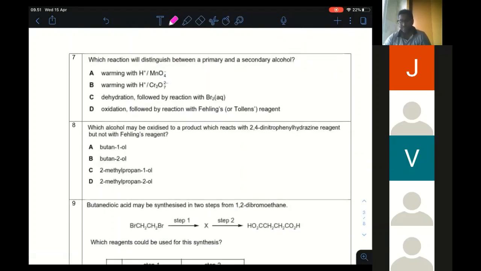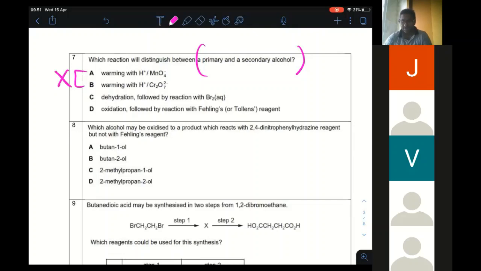Now, which reagent can be used to distinguish primary and secondary alcohol? Have a note, be very careful with this. Primary and secondary alcohol, they can both be oxidized. So if you use both of the oxidizing agents, no use, because both of them will be oxidized. Primary will be oxidized to become aldehyde, and then further oxidized to become carboxylic acid. Secondary alcohol will be oxidized to give you ketone. So no use to select A or B. They will not be the answer.